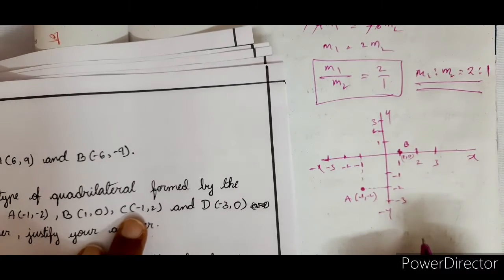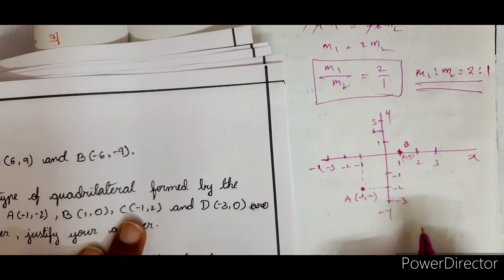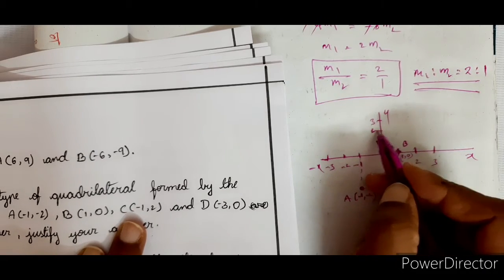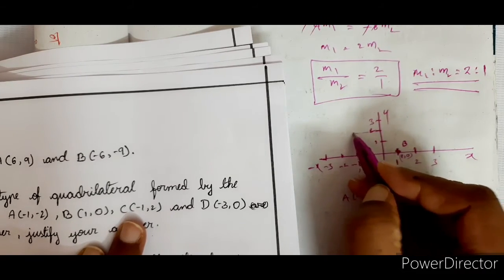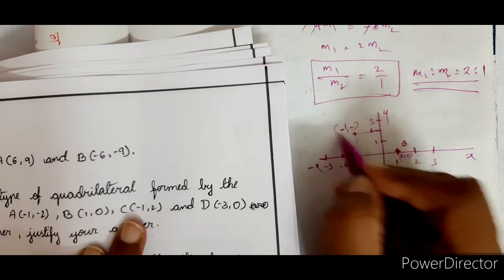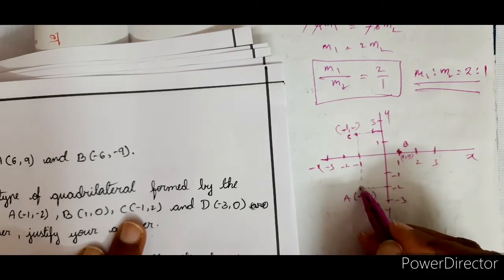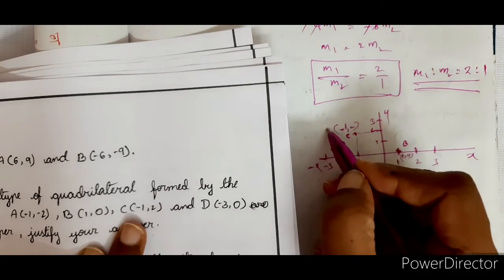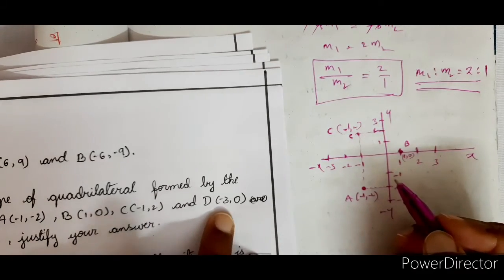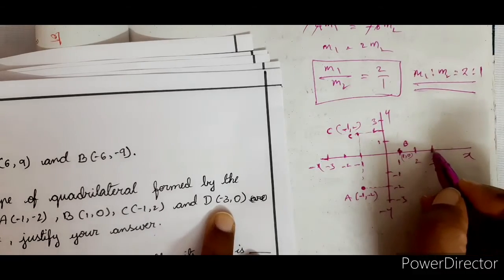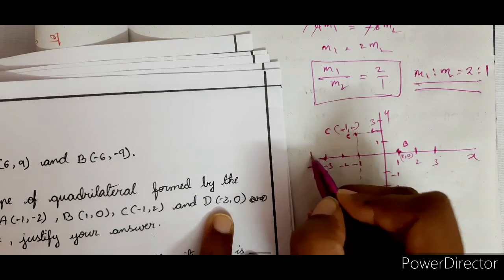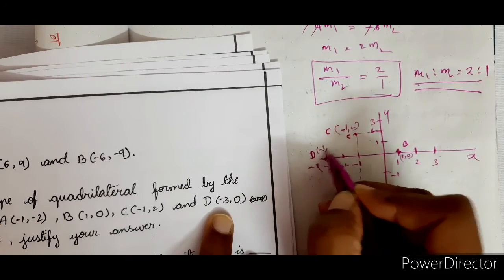Now C is minus 1 comma 2. This is how it is, in the second quadrant, minus 1 comma 2. This is C. Now let us see D. D is minus 3 comma 0. This is minus 3 comma 0. This is D.